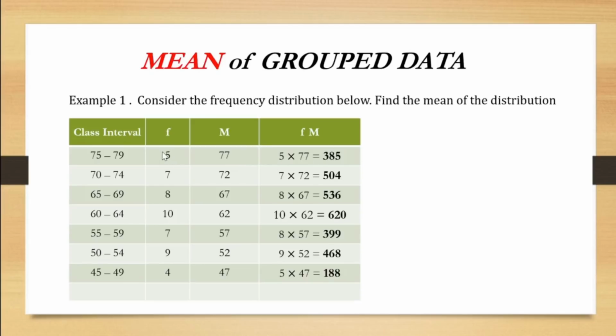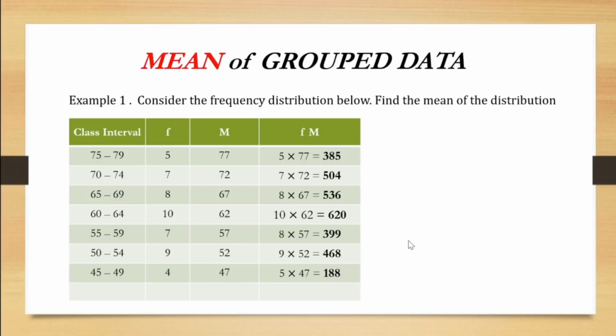So if we have 5 for our frequency and its corresponding midpoint 77, we have 5 times 77, that is equal to 385. 7 times 72, which is equal to 504. 8 times 67, that is 536. 10 times 62, that is 620. 7 times 57 is equal to 399. 9 times 52, that is equal to 468. And 4 times 47, that is equal to 188.